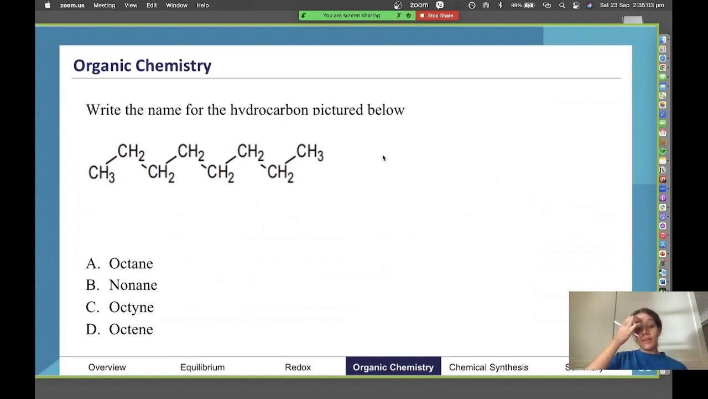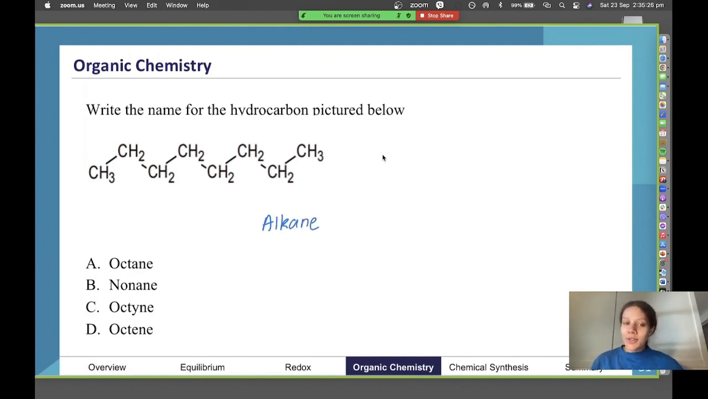So we want to name the hydrocarbon pictured below. So we can first have a think about, do we have any functional groups here? We can see it's just a straight carbon chain with nothing crazy happening. We don't have any double or triple bonds, and we don't have anything branching off the sides. So we can then classify this as an alkane.